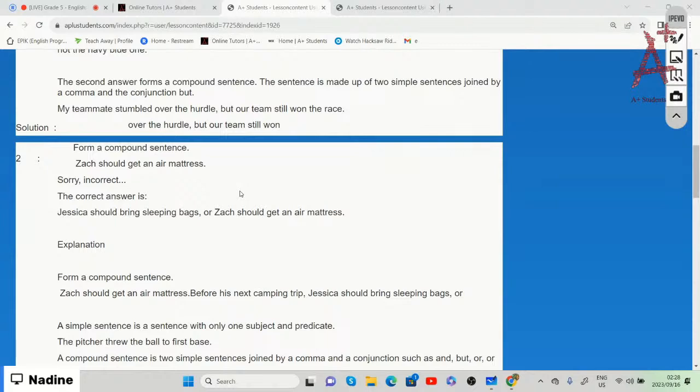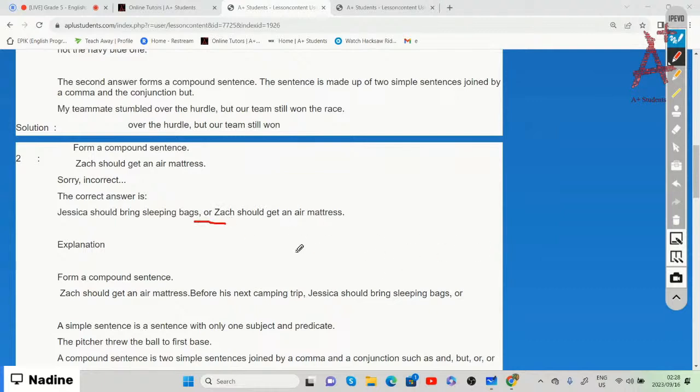So this is basically a compound sentence. And the compound sentence is joined by a comma and a conjunction. If we also look at this sentence, this is a simple sentence and this is a simple sentence. And remember we said a compound sentence is two simple sentences that are joined to make one sentence.